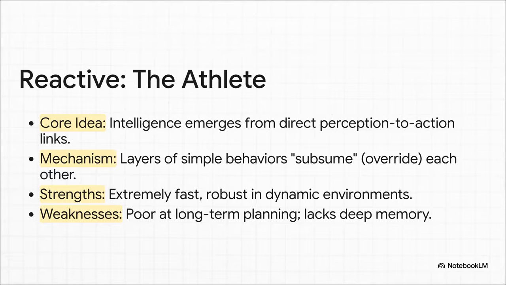These rules are layered, so a higher level behavior like explore can take over from a lower level one like drive straight. This makes them incredibly fast and tough, perfect for a robot vacuum in a chaotic, messy room. The massive downside? They live completely in the present. They have no memory, which makes them absolutely terrible at any kind of long-term planning.